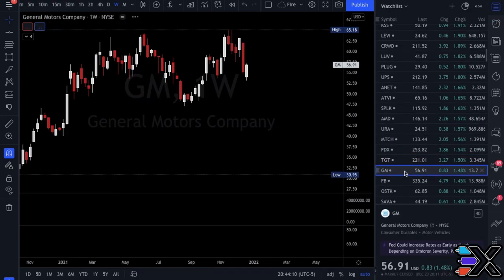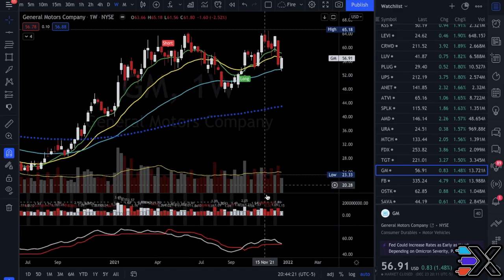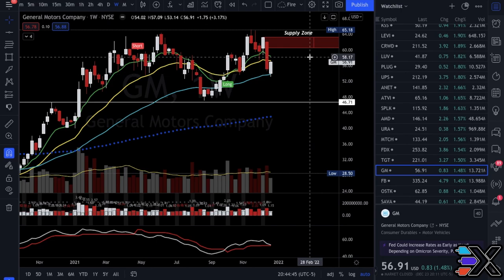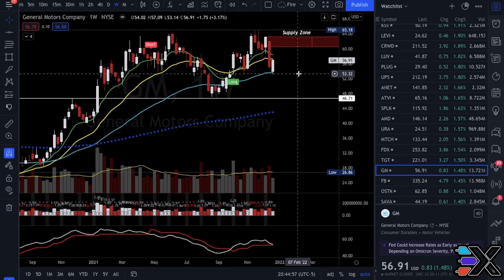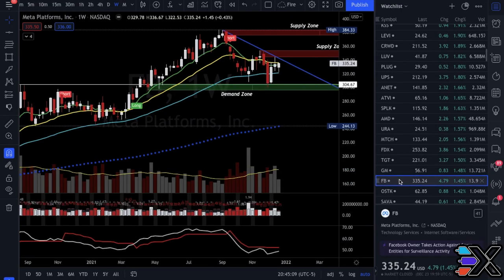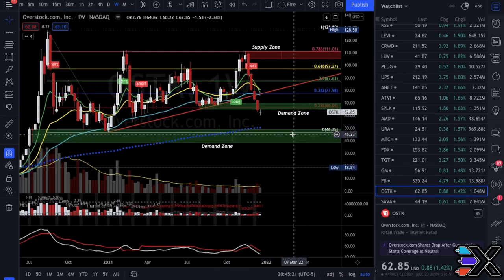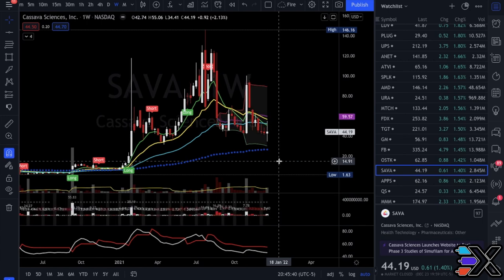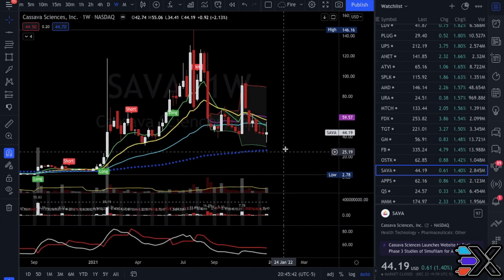To the next. Pretty sure we have a fast forward here. I don't find anything on GM. I actually tried to trade a butterfly on GM, and it lost $80 on it. That thing plays around too much.